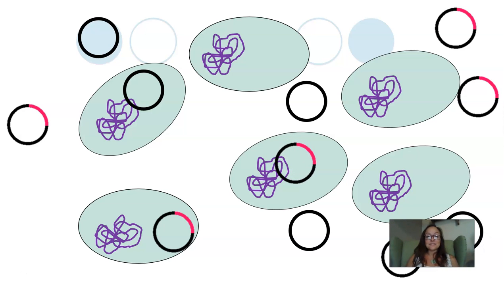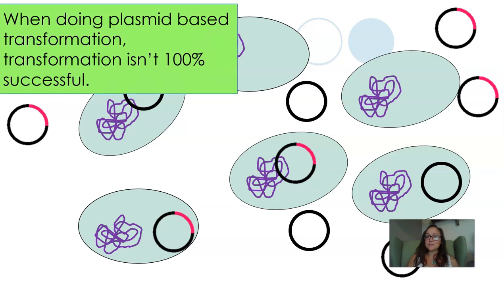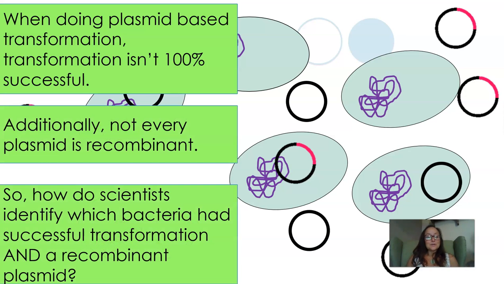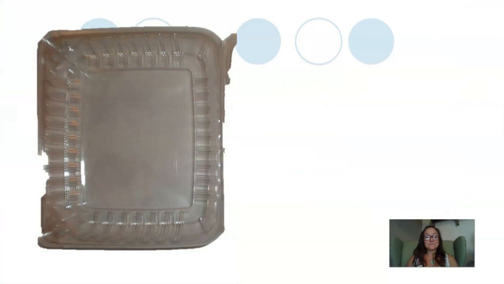So when bacteria do this, as scientists, it's going to be kind of difficult to figure out which of these bacteria were successful at actually taking up the plasmid, as well as which one has a recombinant plasmid, because it's not going to be 100% successful, and not every plasmid will be recombinant. So how do scientists identify which bacteria had successful transformation and a recombinant plasmid?